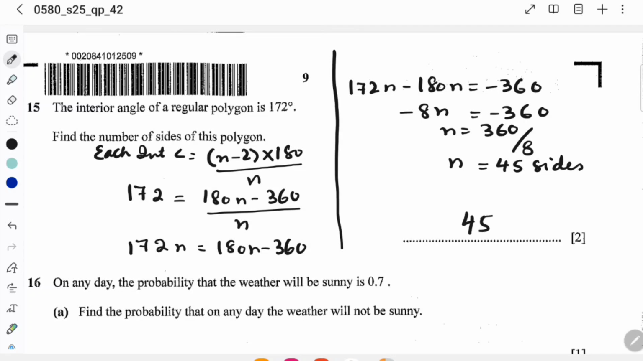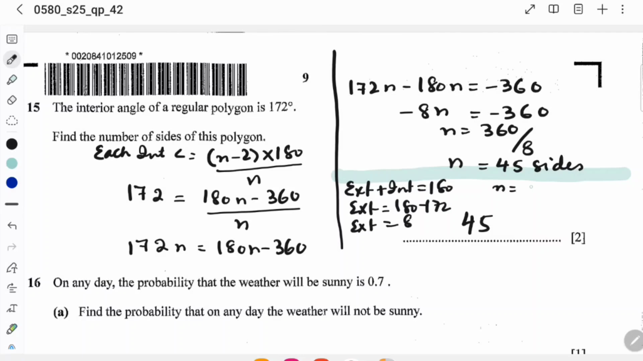Or you can do this question by exterior angles also. Mostly students I have seen they do by exterior. Exterior angle and interior angle sum is equal to 180 degree. So if interior is 172, then exterior will be equal to 180 minus 172, which is only 8. So n is equal to 360 over each exterior angle. That is 360 over 8, and in that case also you get the same answer.